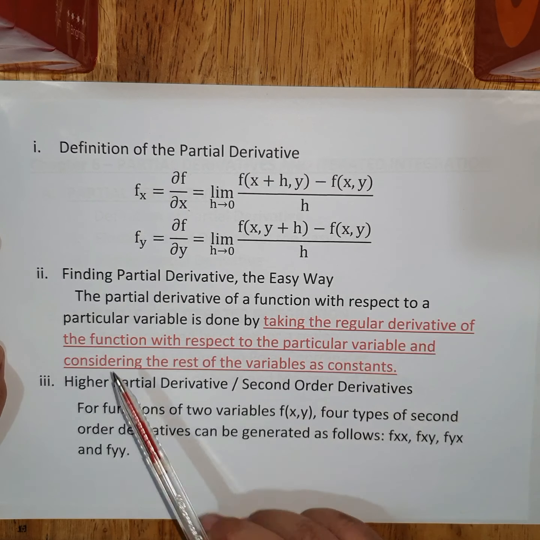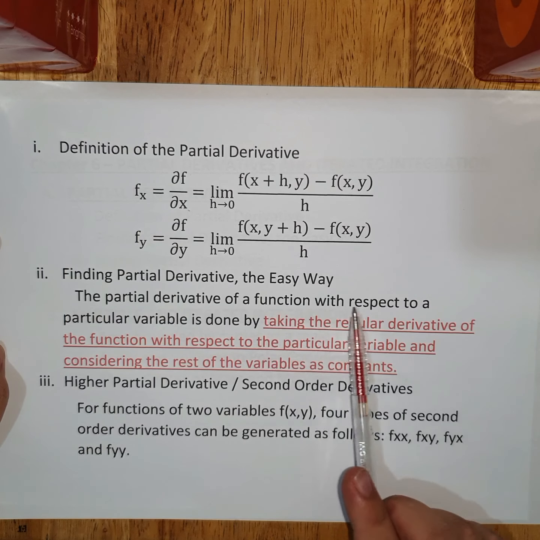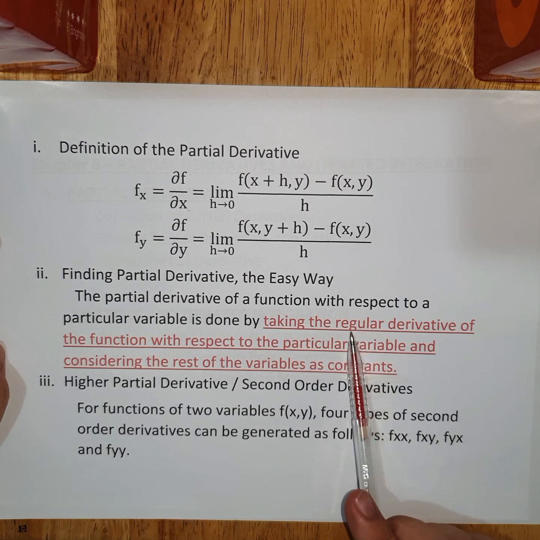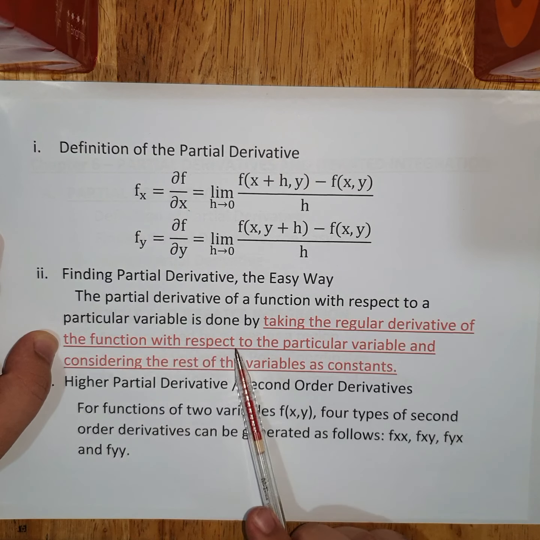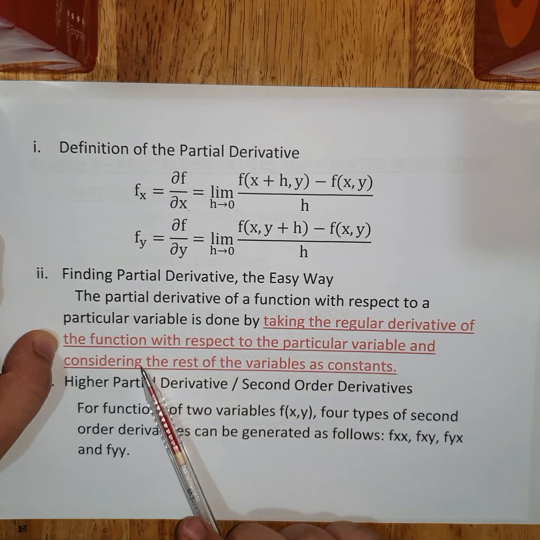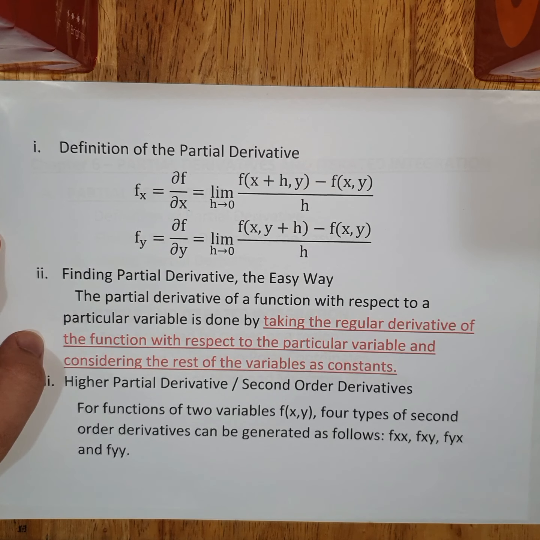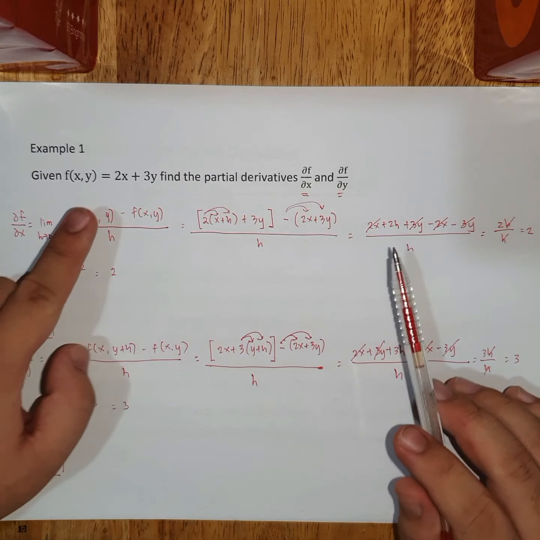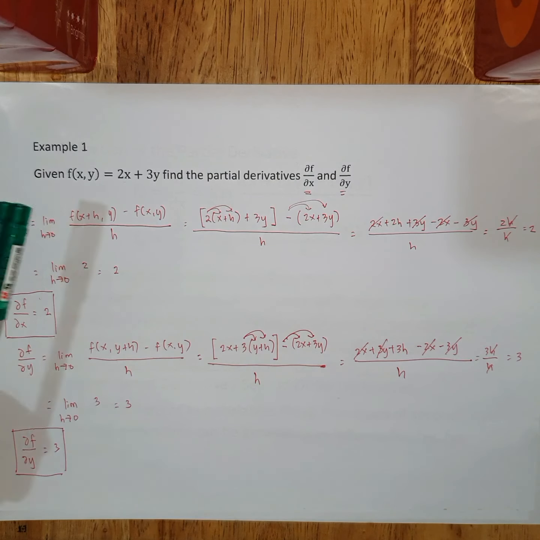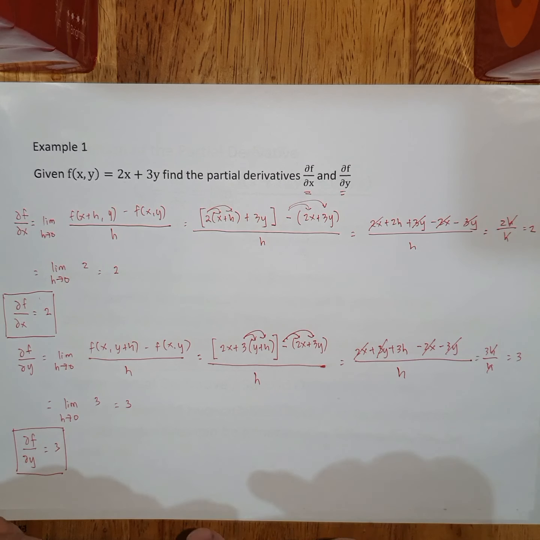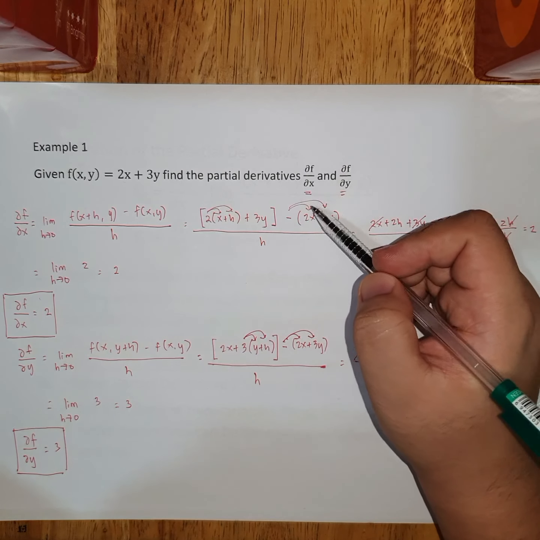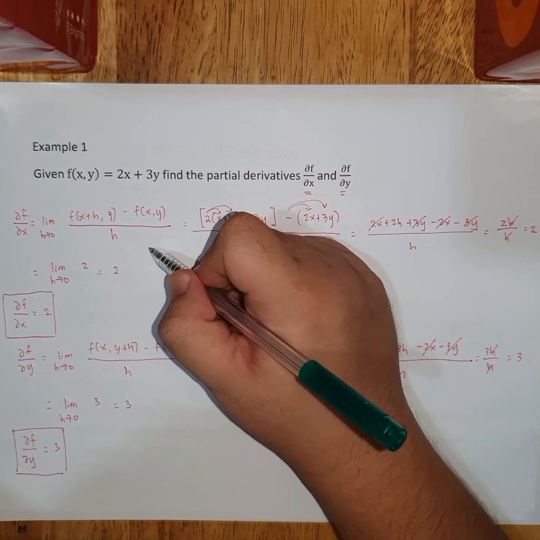Basta ang sabi sa kanya, the partial derivative of a function with respect to a particular variable is done by taking the regular derivative of the function with respect to the particular variable and considering the rest of the variables as constant. So, ibig sabihin, kung halimbawa, ito ulit yung given nating original function. So, gamit tayo ng ibang kulay. Diba ito yung original function natin. So we have f of x y, 2x plus 3y.